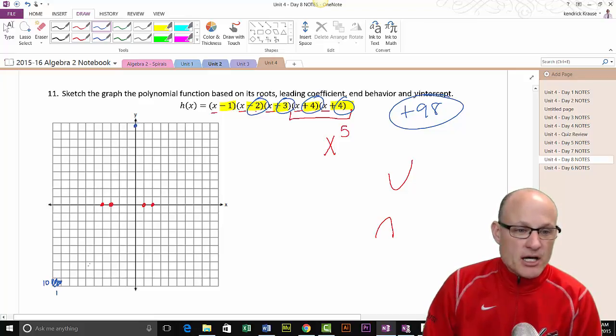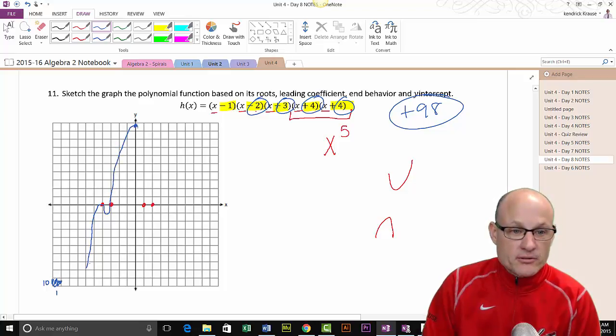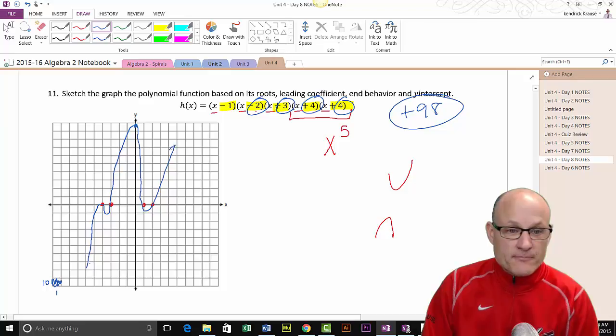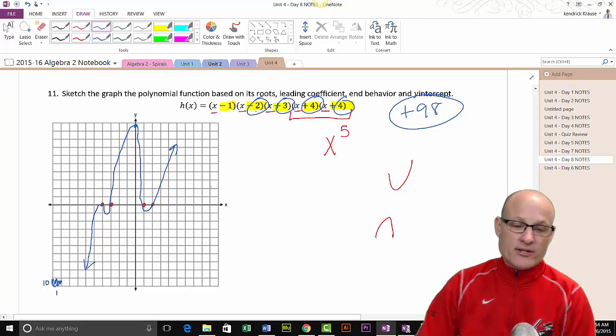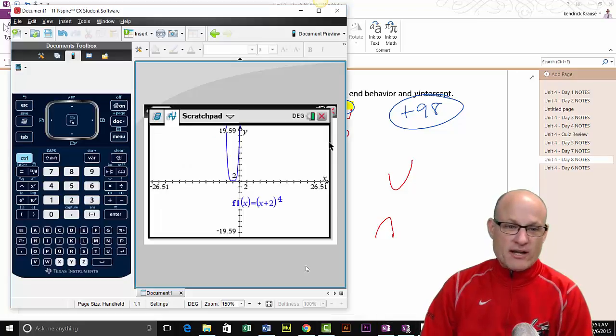So as I come up, here's how it's going to look. It's going to bounce off here. I don't really care what that looks like. It's going to go way up here. It is, in fact, going to go through here and back up and this way. Notice it's an odd coefficient, and it's going up in that direction. Let's take a look and see what this looks like graphically.